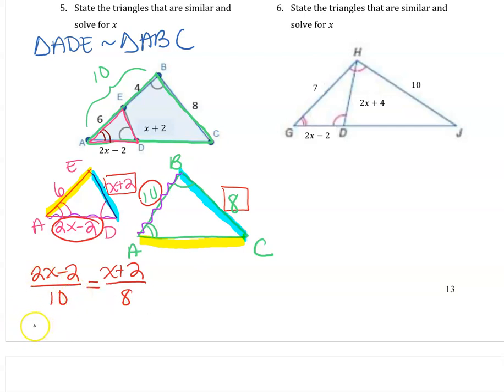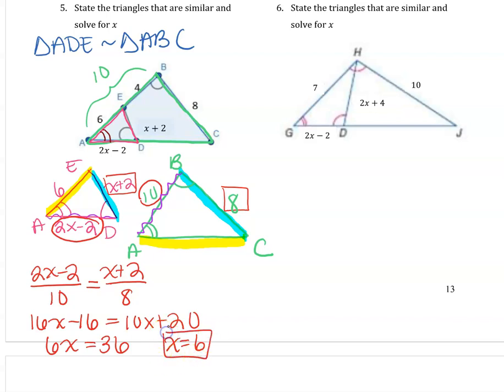8 times 2x minus 2 is 16x minus 16. Okay, distribute the 10 when you're cross multiplying. 10x plus 20. All right, so I can subtract the 10x, and that would leave me with 6x. Add over the 16, and that leaves me with 36. So I'm getting my final answer to be x equals 6.